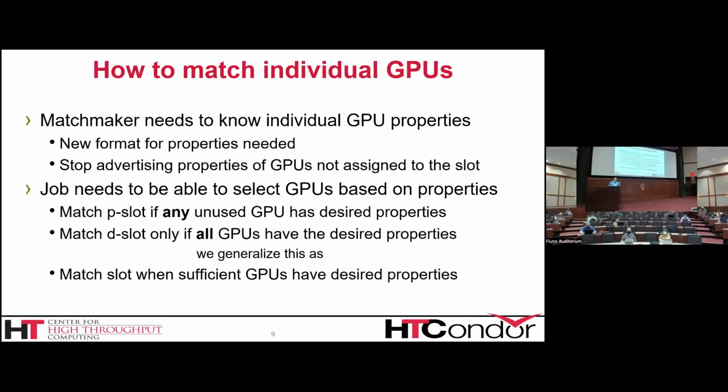That is, we write an expression which says match the slot whenever sufficient GPUs in the slot match the properties requirements that I design. And generally speaking, we arrange so that the dynamic slots have homogeneous GPUs, even though the partitionable slots may not.